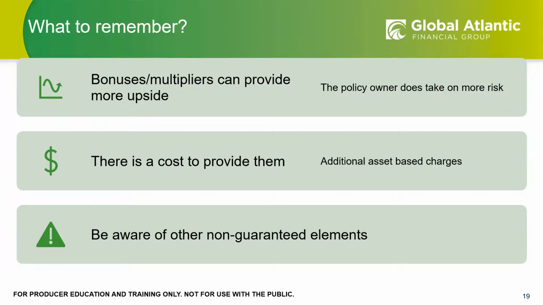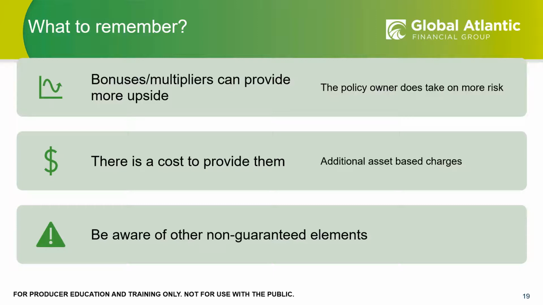The other thing to be aware of is other non-guaranteed elements. When you look at a contract, they may have a multiplier that's guaranteed based on an asset-based charge. They may also have a non-guaranteed additional credit that they will credit if the contract meets certain elements. You really have to look very closely at those.